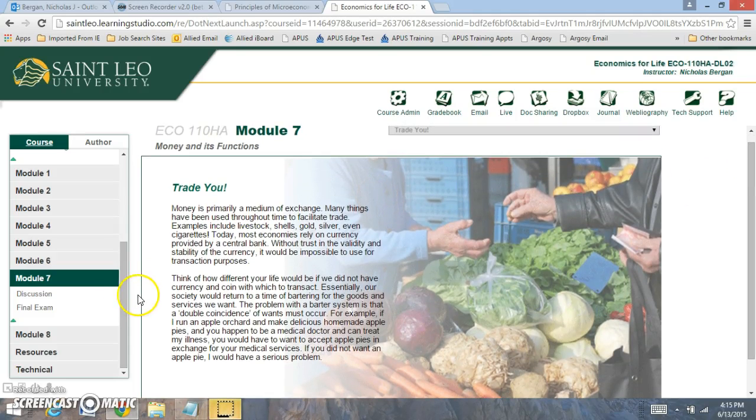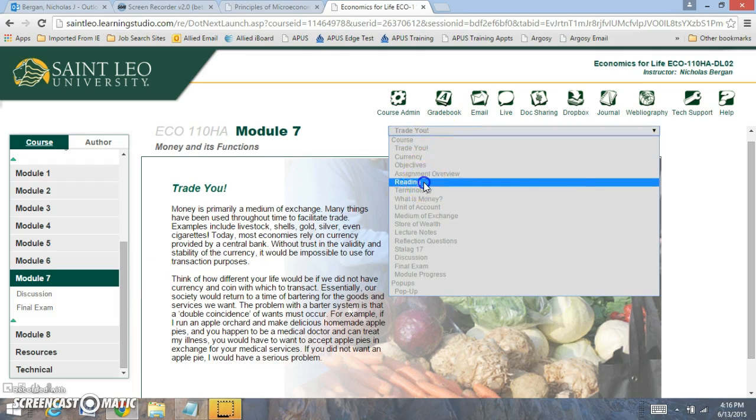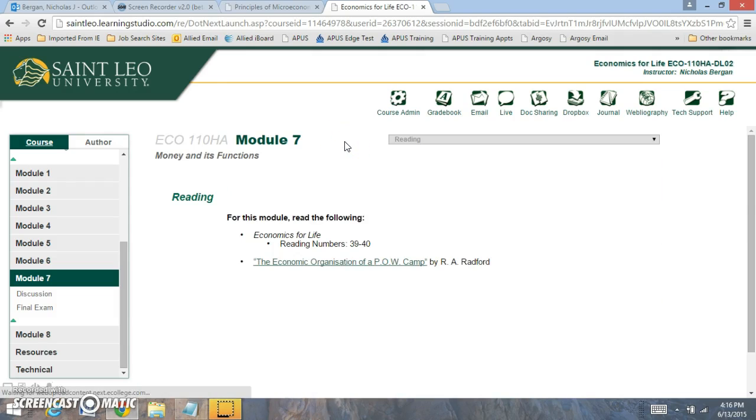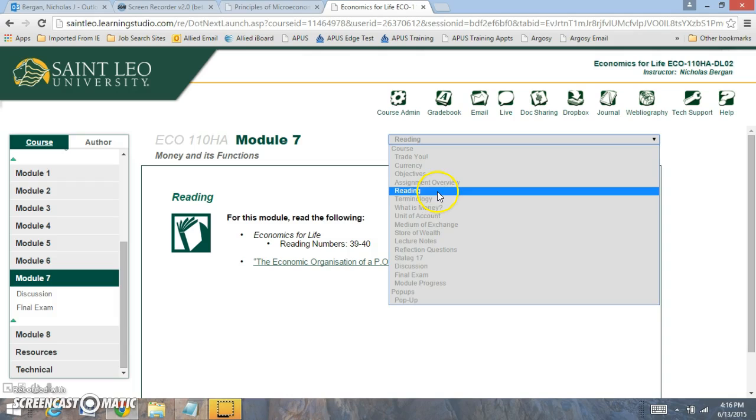In Module 7 you'll have a discussion board and final exam for this week. Your final exam is going to consist of a couple questions and we're going to go over those questions, what I'm expecting of you. For your readings for this week, they're as follows, page 39 and 40, and this right here on the POW camp in the organization.